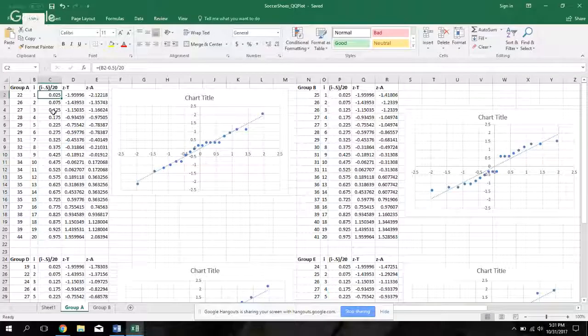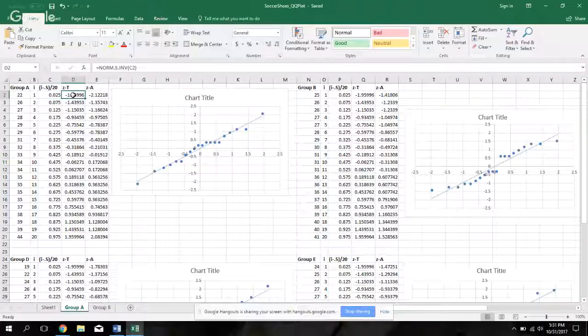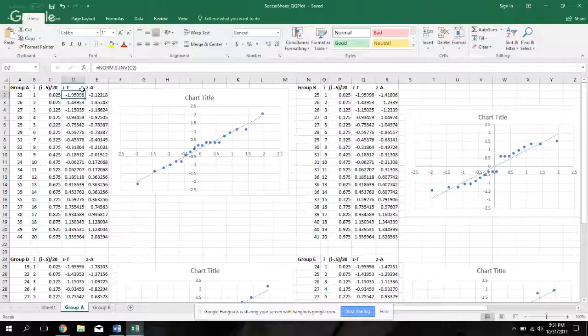So then, I minus 0.5 divided by 20? Yeah. So this one's like the 1 minus, 2 minus, 3 minus. Yeah. And then this column is start typing in norm, and then it puts, this is one of the options, the NORM.S.INV. And then from that you type in this column right here is the percentile, is what I understood.